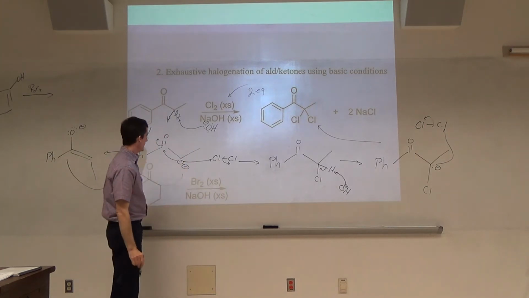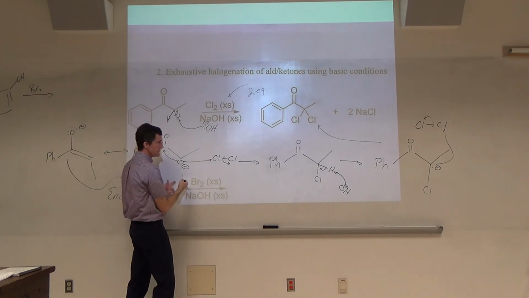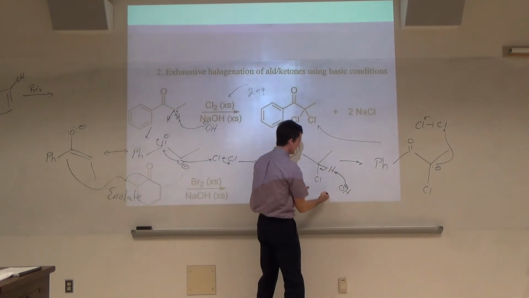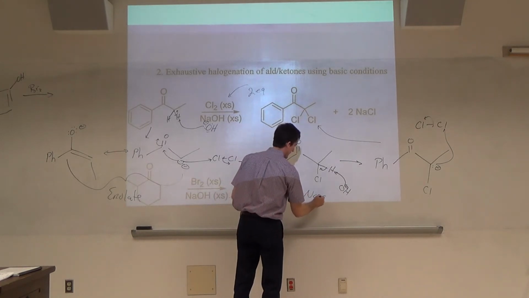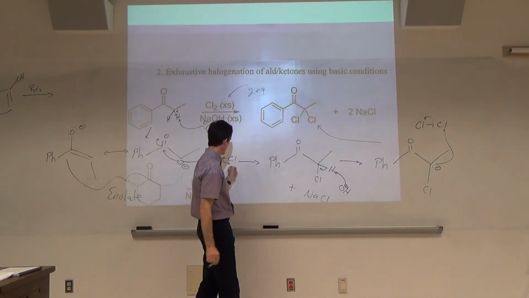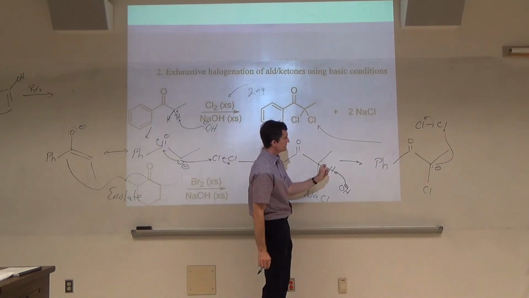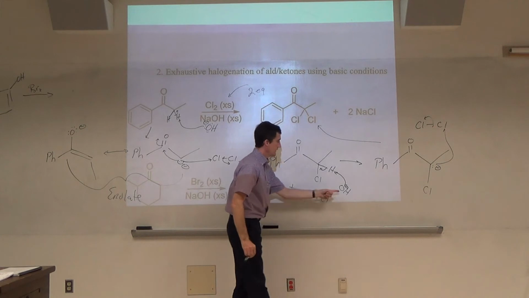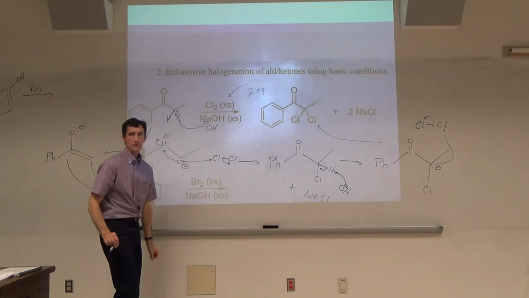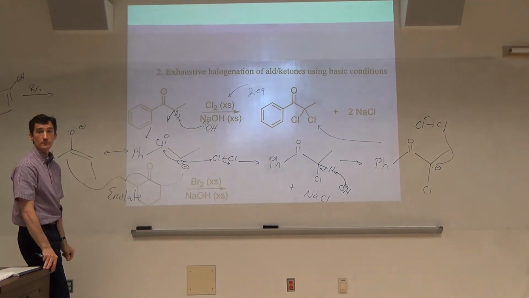We get sodium chloride, right? Because there's a sodium plus here. There's a sodium plus here, right? And there's also a Cl minus here. And we generate a Cl minus here to go with that sodium plus that was there. So if you look at everything, sodium chloride is also formed.